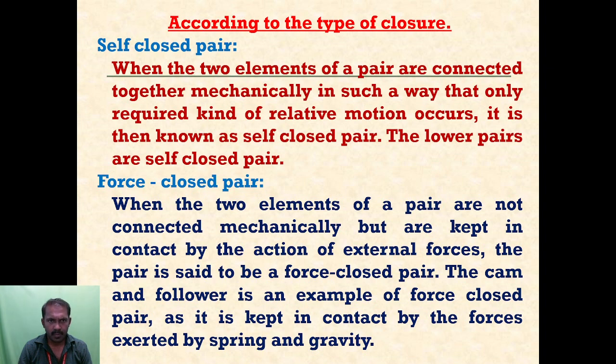Self-closed pair means when the two elements of the pair are connected together mechanically in such a way that only a recurrent kind of relative motion occurs. It is called a self-closed pair. It is an example of a lower pair.